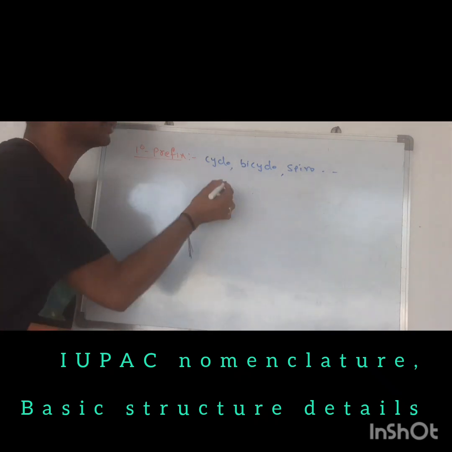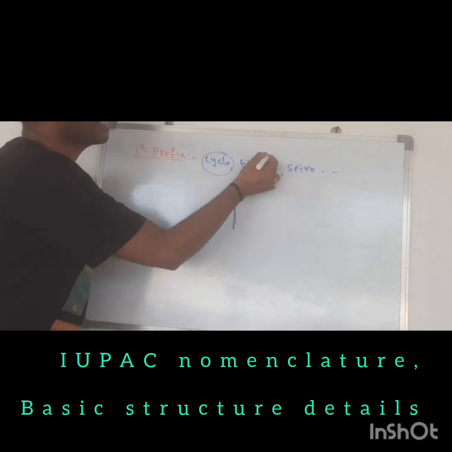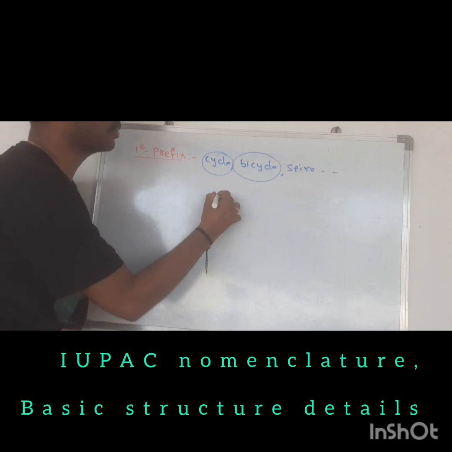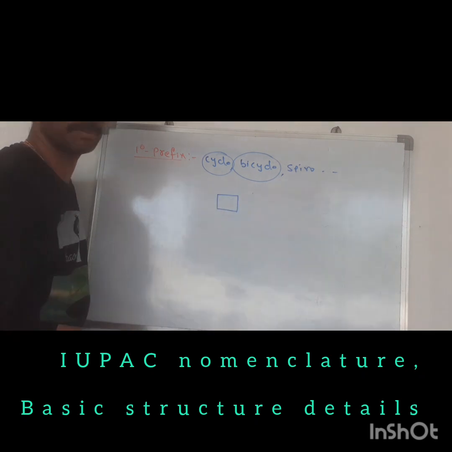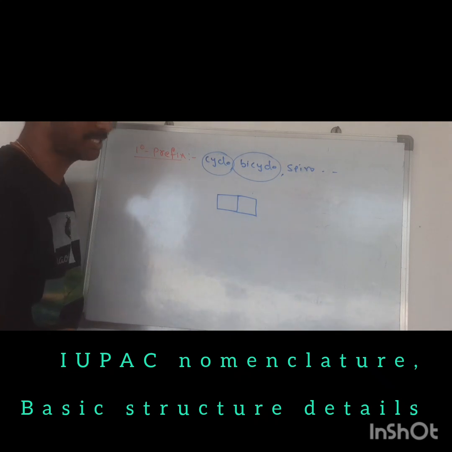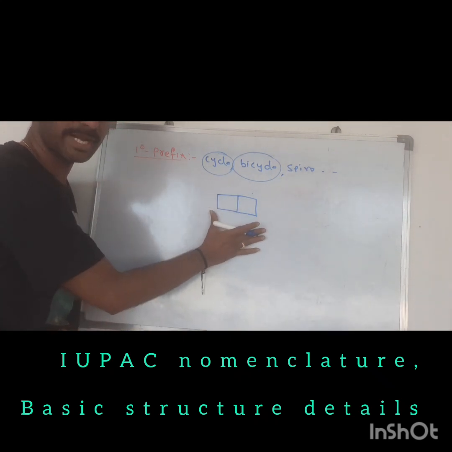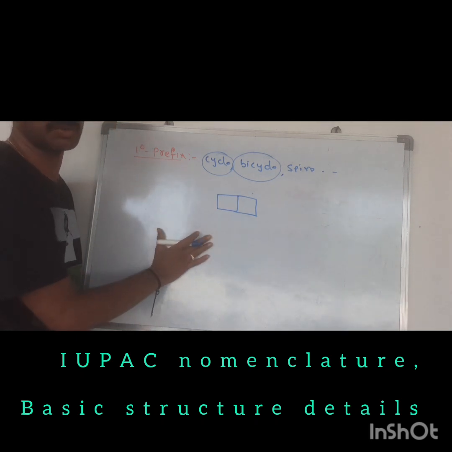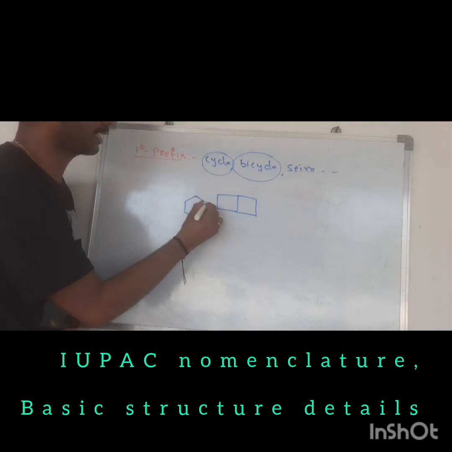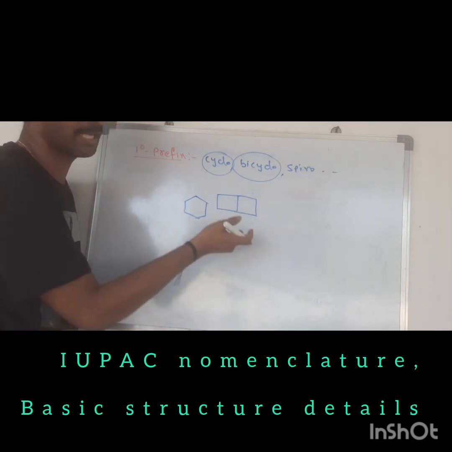For a cyclic compound use the word "cyclo". For example, cyclohexene. For example, bicyclic compounds. For example, this is cyclobutane. If two rings are combined, we say this is called a bicyclic compound. If this type of structure is given, before giving the name, we have to use "bicyclo". Just like for this, we write cyclohexane. This is bicyclo and the given compound.